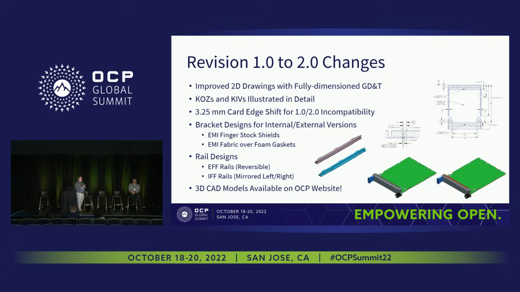And then lastly, all of the MCAD models are in STEP format. All of the rails, the bracket designs, the insulators, everything, fully dimensioned CAD models, so that you can take those things, copy them, and just run with it, right?